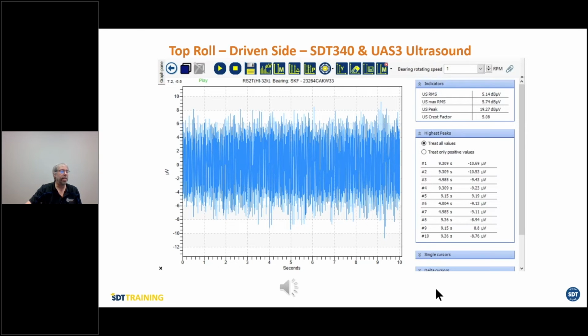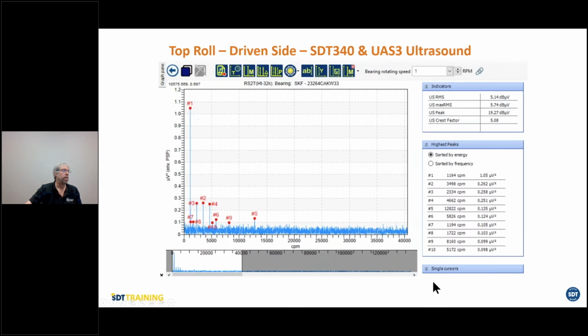But once you look at the spectrum, oh, look at this. The peaks clearly stand out, telling you this is an outer race fault. Okay, I know it's an SKF bearing. There's a bearing part number, all wonderful stuff, in the ultrasound system.